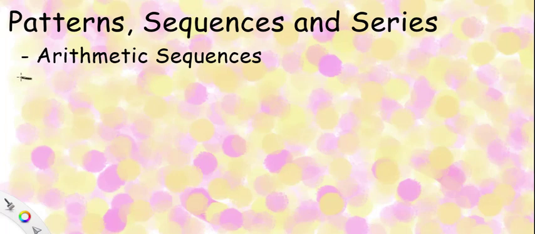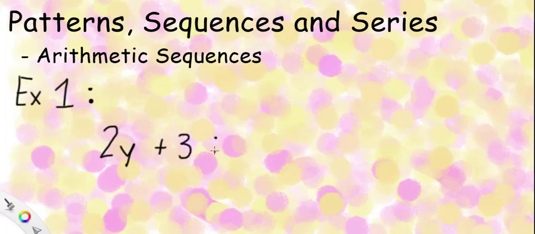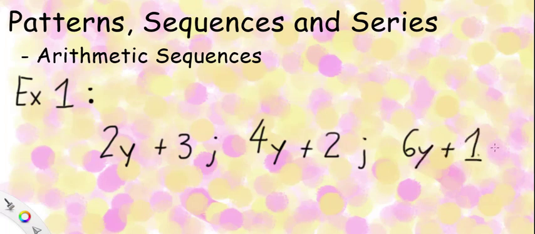So the example that we will do today, let's just call it example 1, because we'll do one more example and then we'll wrap up arithmetic sequence, is a sequence that looks like this. 2y plus 3, then the second term is 4y plus 2, the third term 6y plus 1, and the last term we will just write is 8y. Apologies for my handwriting, what a mess. Anyway, you get the picture. This is the sequence that we will be working with today.